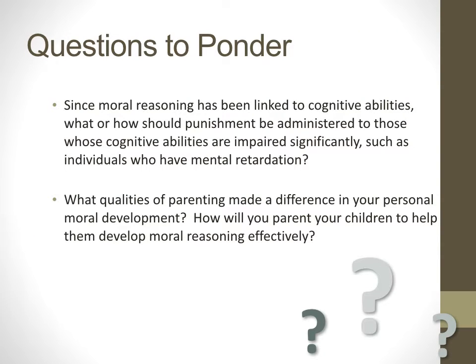So, something for you all to think about, since we've talked about moral reasoning and how that's really linked to cognitive abilities, how should punishment be administered for those whose cognitive ability might be impaired significantly? For example, for those who may have an intellectual disability, if they commit a crime or do something that's morally wrong, should we punish them in the same way? This might be a little bit of an ethical issue.